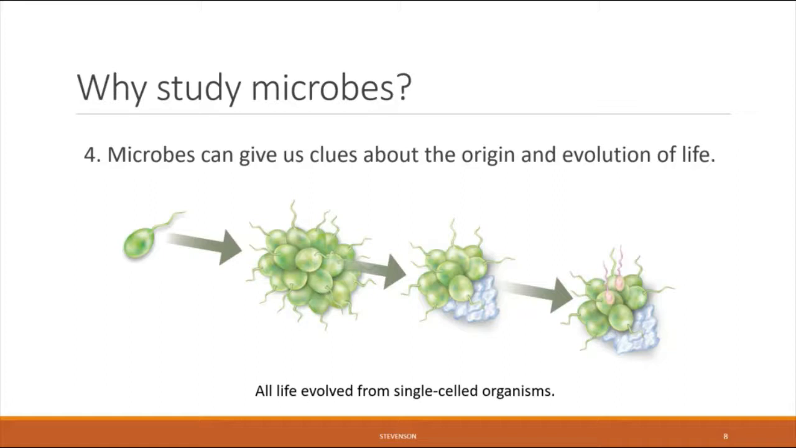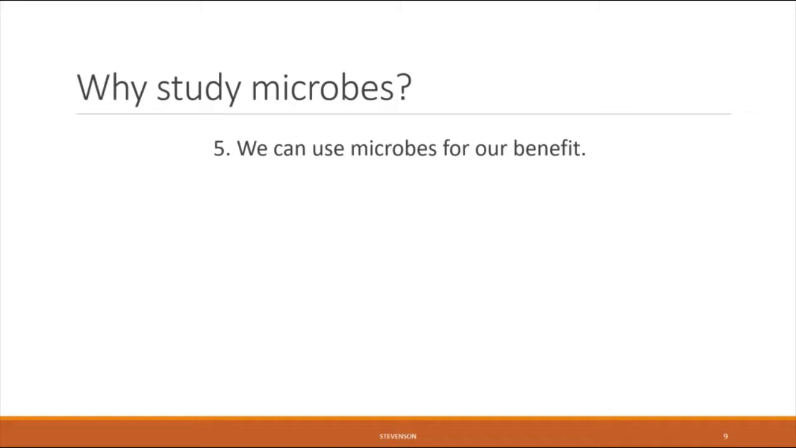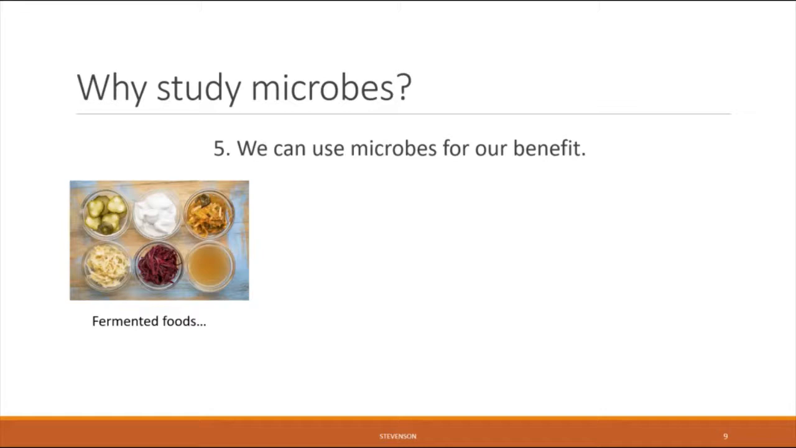And then finally, a fifth reason to study microbes is because we can use them for our benefit. There are countless ways in which humans have been using microscopic organisms to help them with various aspects of their lives, including in the fermentation of foods: yogurt, sauerkraut, kimchi, pickles, olives. All of these foods have historically been created and preserved using microscopic organisms or cultures, which allow them to transform the foods into the form that you are familiar with.